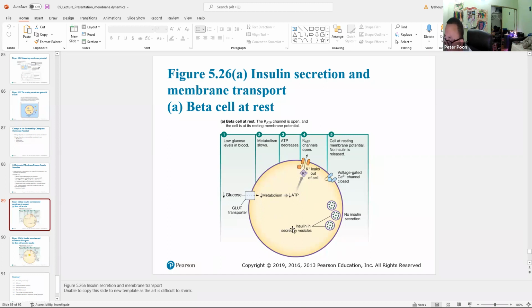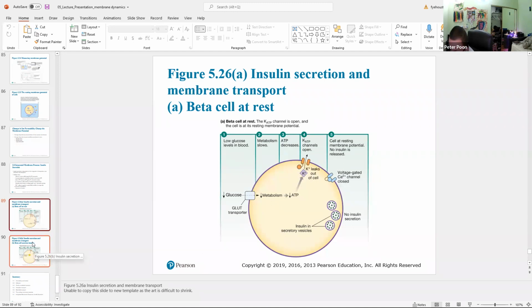The very low ATP doesn't do anything, so the potassium channels open, and no insulin is released. If there's low ATP, potassium can get out.